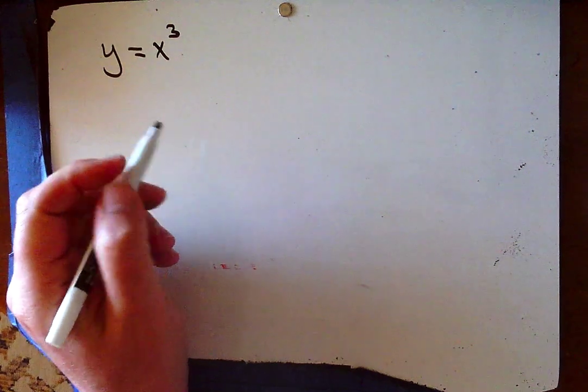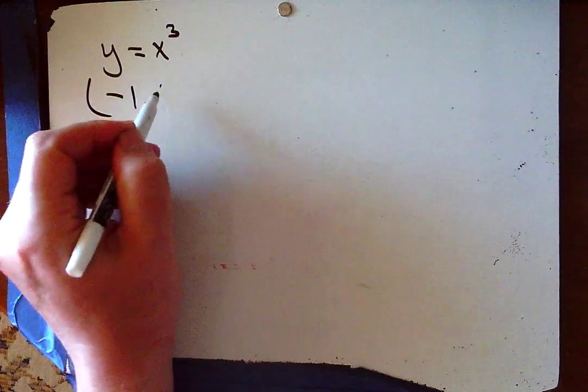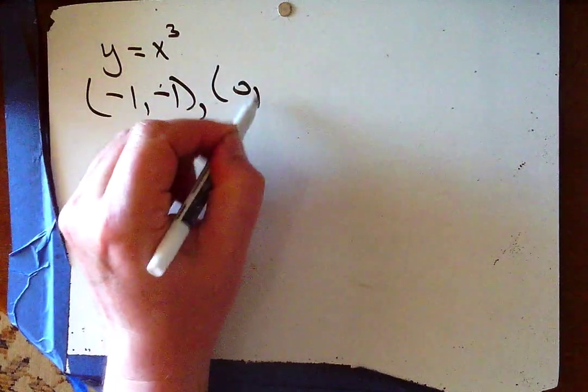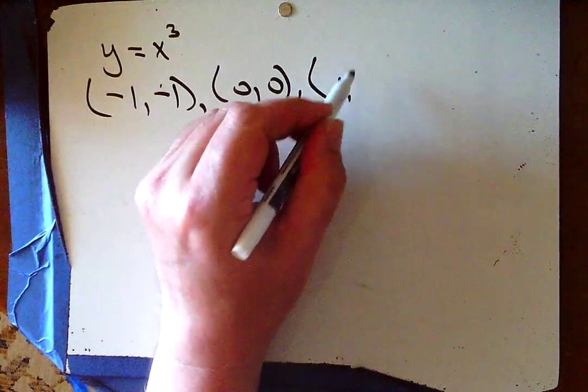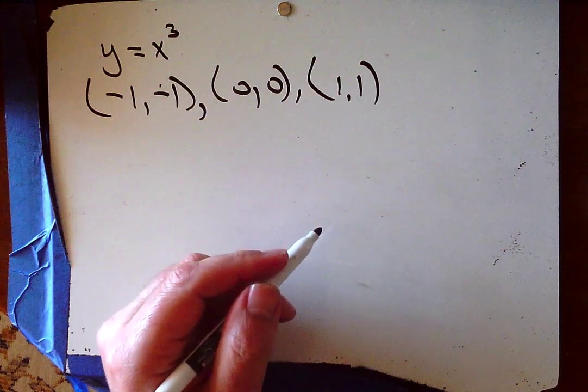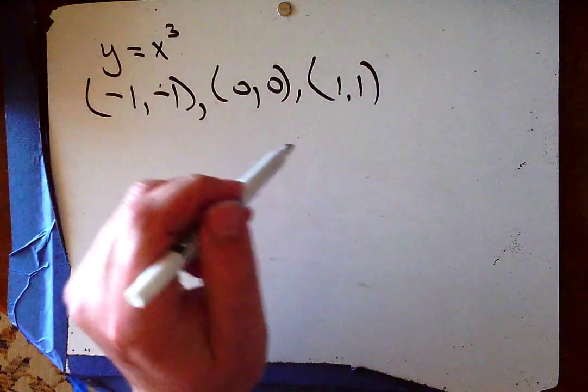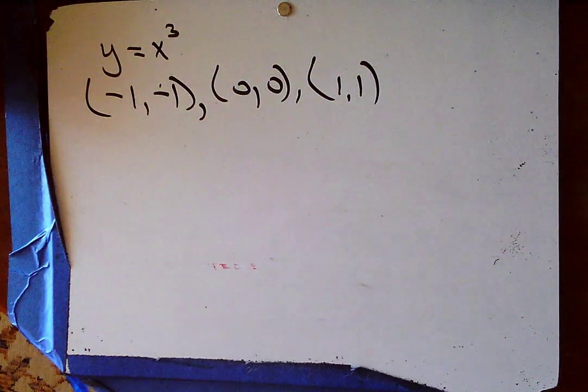Next, we've got y equals x to the third. Okay, so y equals x to the third has these reference points, -1, -1, 0, 0, 1, 1. And you may recognize these reference points as the reference points that we had for y equals x. It passes through the same points.